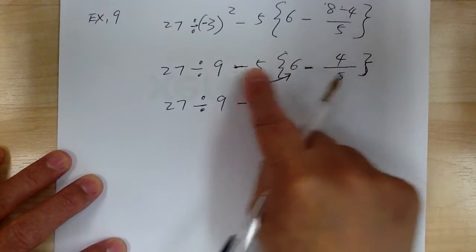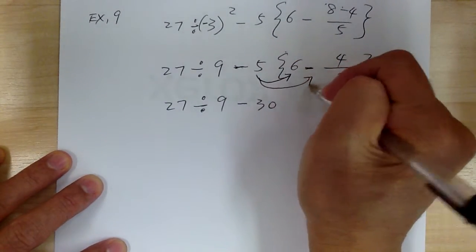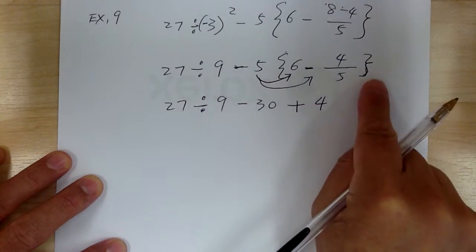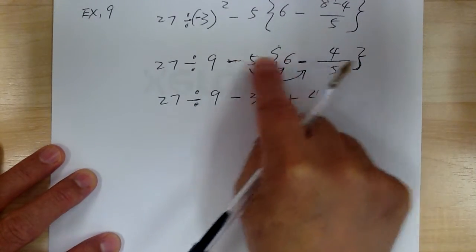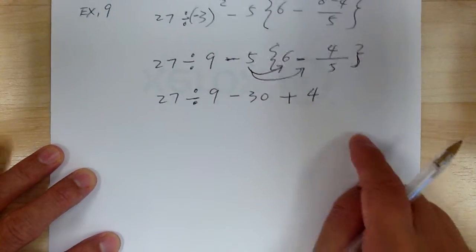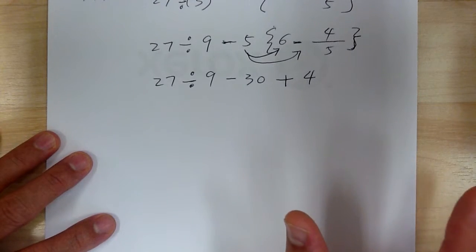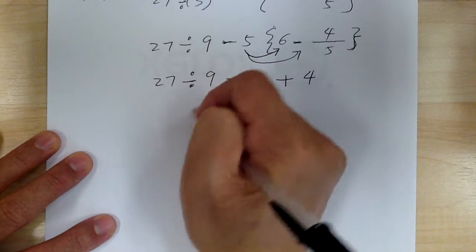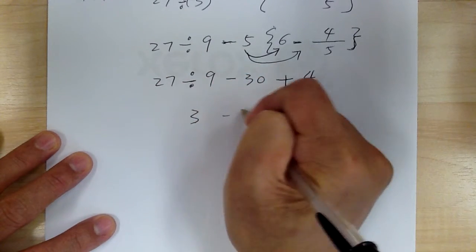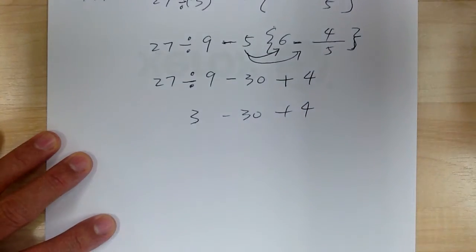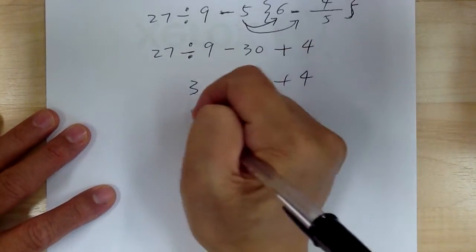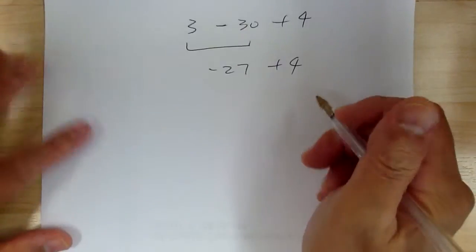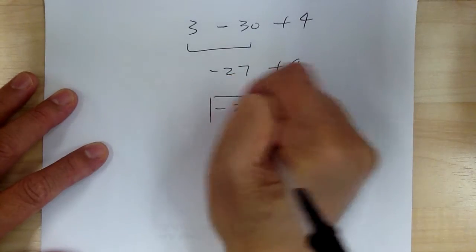Okay, so you distribute, so you get negative 30. You distribute, so you get plus 4. Okay, so this is another way you can get rid of the grouping symbol by using the distributive property. Okay, so now you can go to the order of operations. So you have to divide first. So this becomes 3. Again, do one thing at a time. And so now you can subtract. So negative 27 plus 4. And so when you add, you get negative 23, and that's your answer.